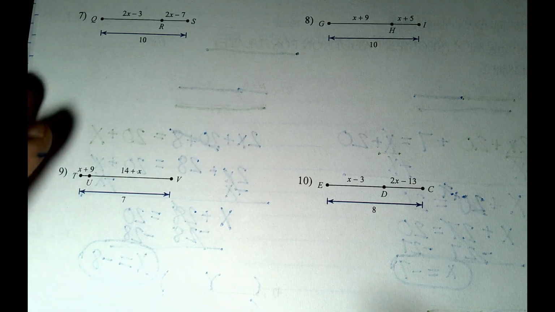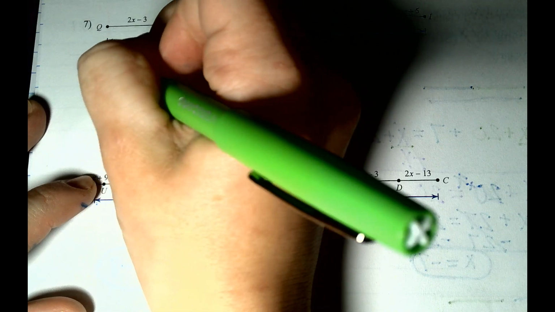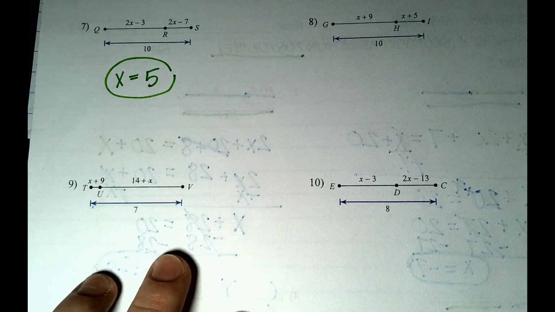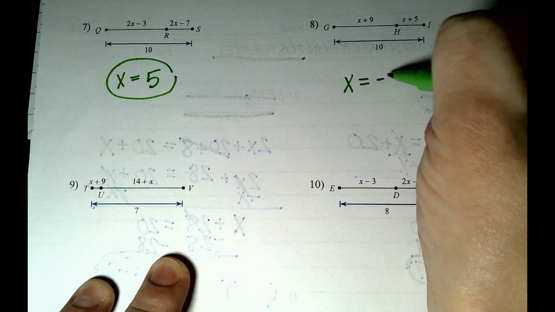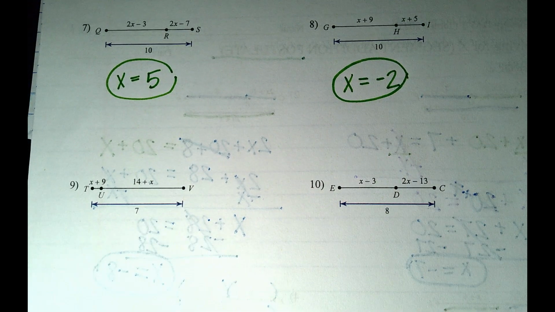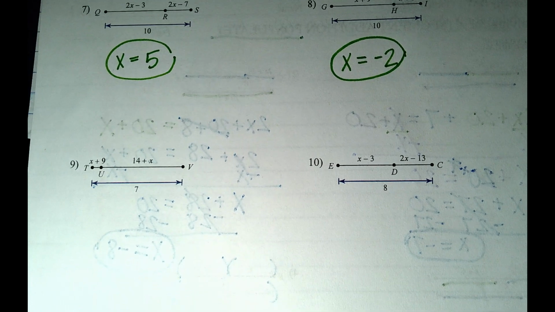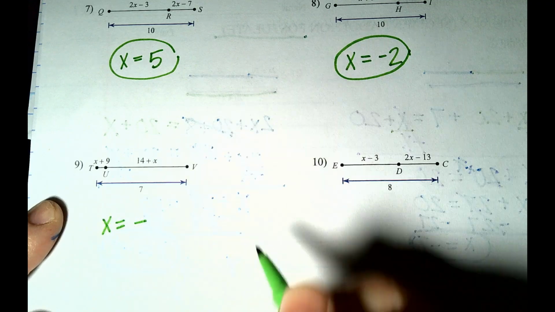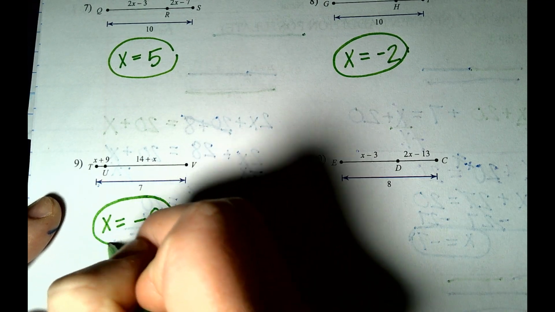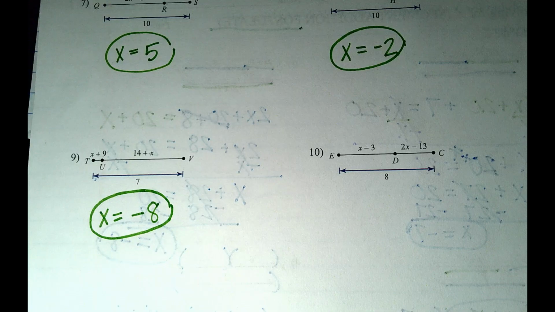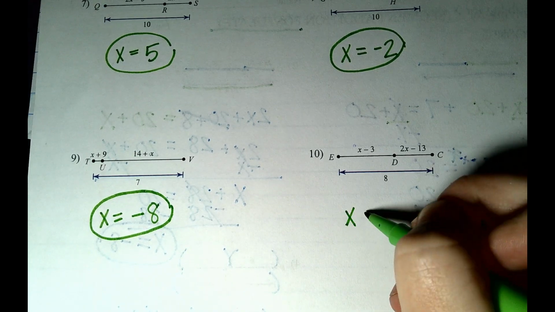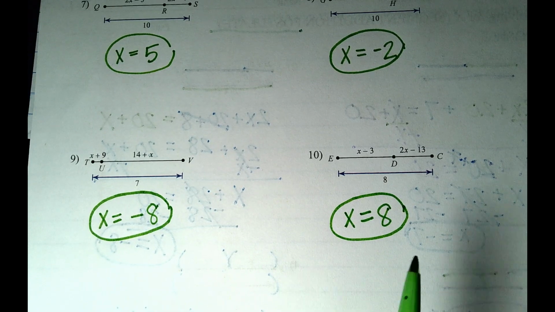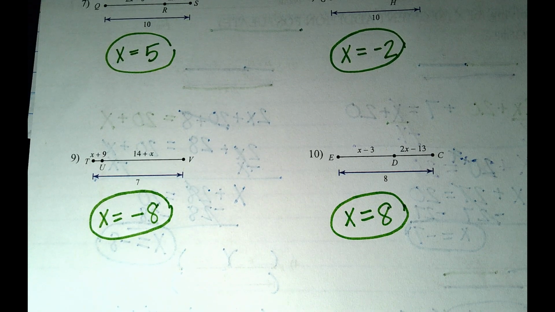Number 7, we got x equals 5. Number 8, x equals -2. Number 9, x equals -8. Number 10, x equals +8. Okay, put a star by that. Once I give the rest of the answers, we'll go over it.